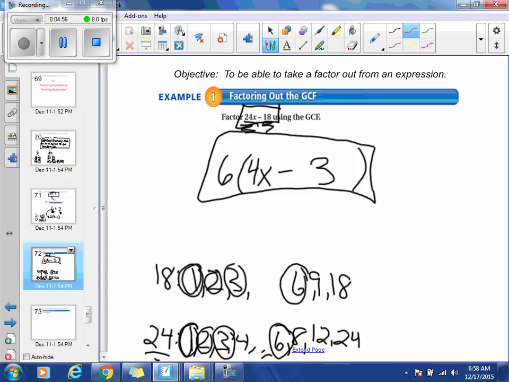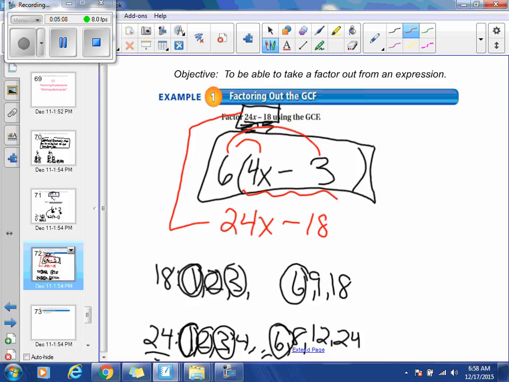Now, if somebody else was to come along, they could say, hey, I can't do what's in this group. So I could distribute, don't write this part down, all right, 24x minus 6 times 3, which is 18, and they could bring it back to our original problem, okay? But when you factor out, your goal is to get it looking like this.